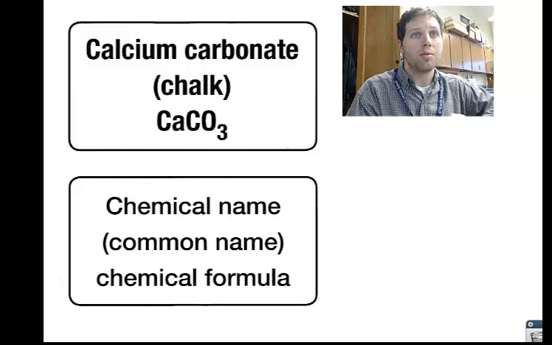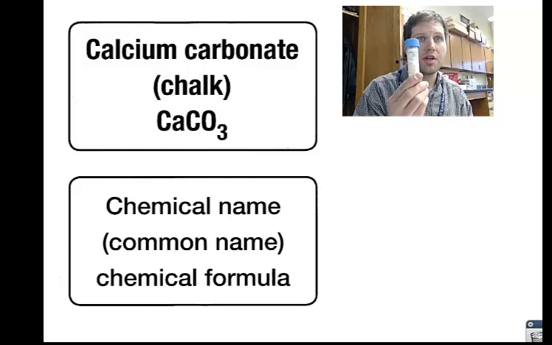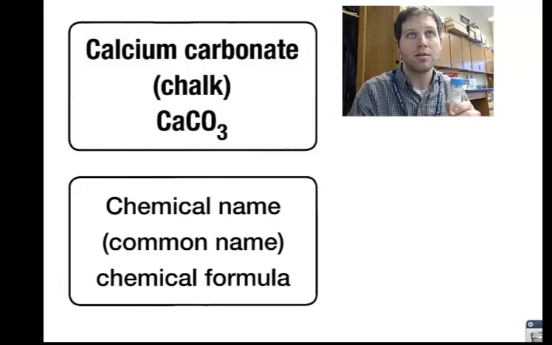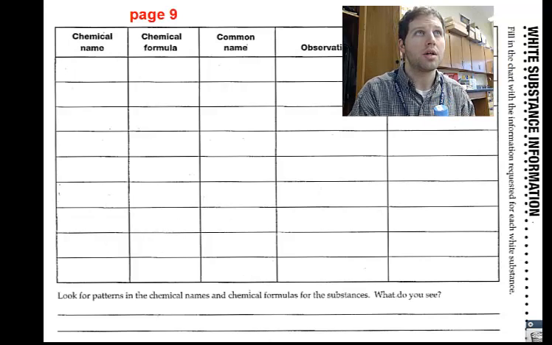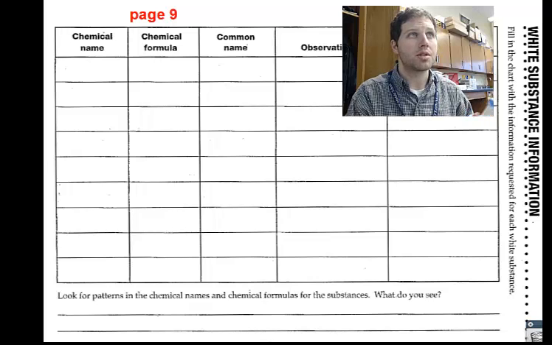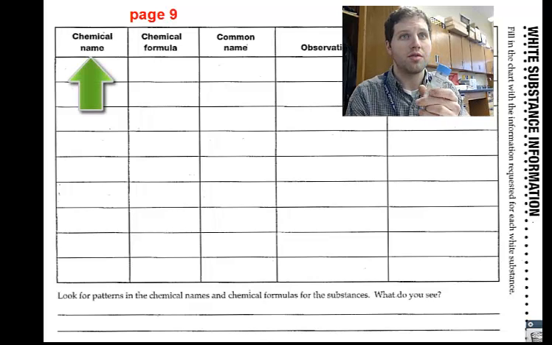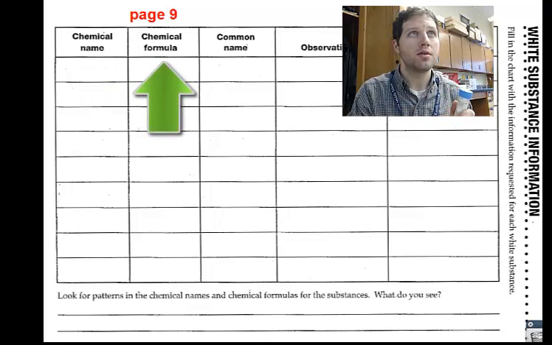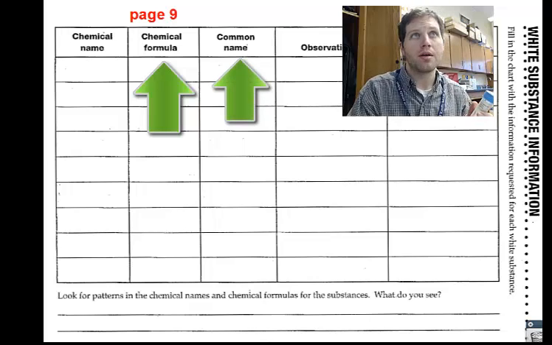Today's activity will be for you to observe each vial, look at each label, and record some information on page 9 of your notebook. And it looks like this. This is page 9. Your job is to write in the chemical name of each chemical on the vial. Write down the chemical formula for each one and the common name.